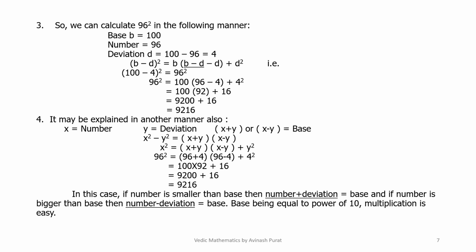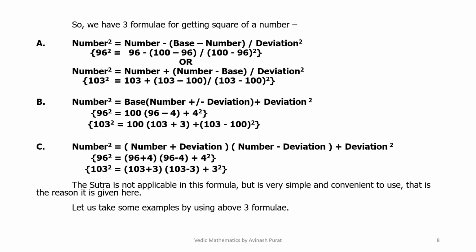In this case, if the number is smaller than the base, then number plus deviation equals base, and if the number is bigger than the base, then number minus deviation is base. Base being equal to a power of 10, multiplication is easy. So we have three formulae for getting the square of a number.